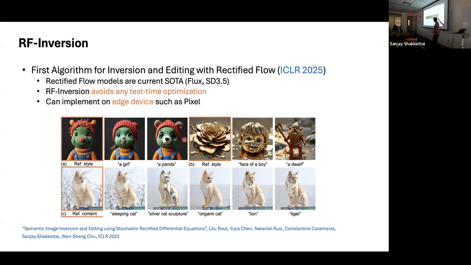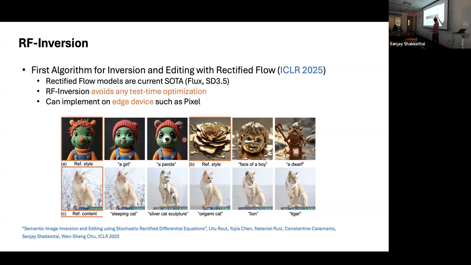It's called Rectified Flow inversion. It is the first algorithm for inversion and editing with rectified flows. It's going to appear at ICLR this time. And rectified flow models, I'll talk about that in a minute and talk about the history of that in a second. Currently the state of the art for image generation are Flux and Stable Diffusion 3.5.